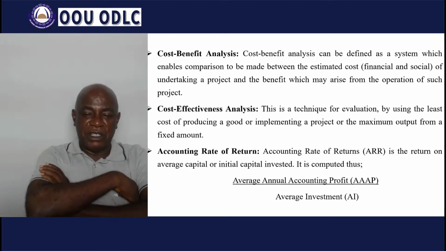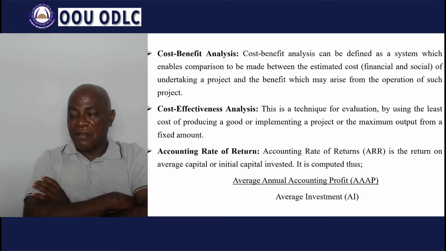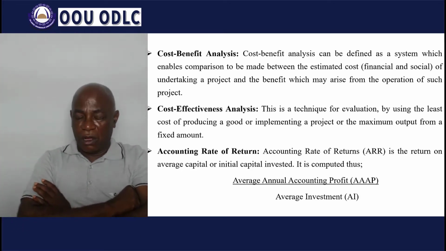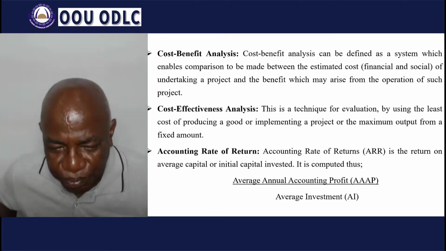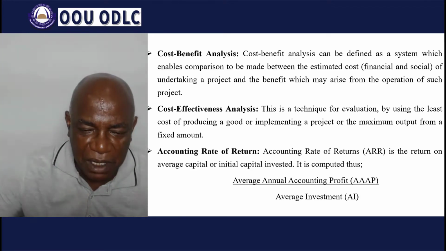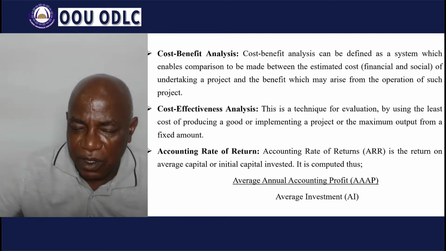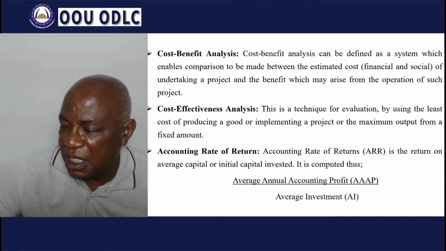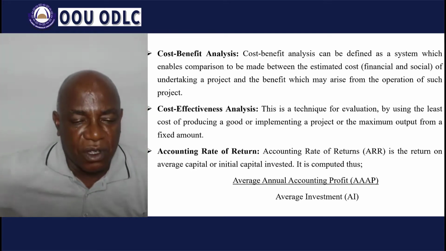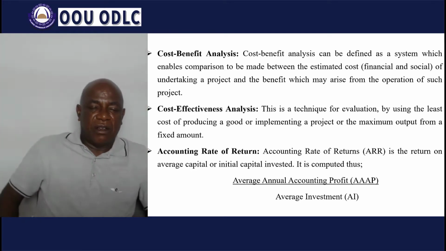In other words, average investment is equal to initial investment plus residual value, all over 2. So by the time you get the average profit and the average investment, and you express the profit as a ratio of the investment, there is a return that will accrue to the organization in question, and that is what we call the accounting rate of return.